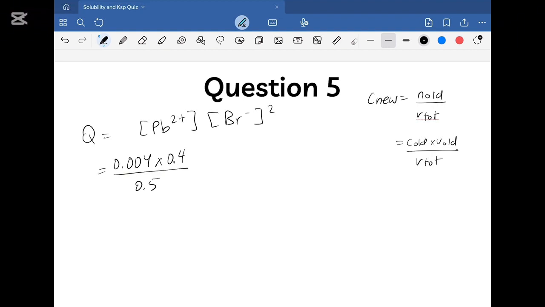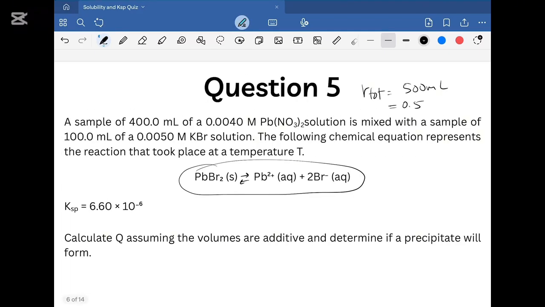divided by 0.5, multiplied by the Br minus, which is 0.005 multiplied by 0.1 over 0.5 raised to the power of 2. And all of it should be raised to the power of 2. And the final answer will be 3.2 times 10 to the power of minus 9. So I found the value for Q.